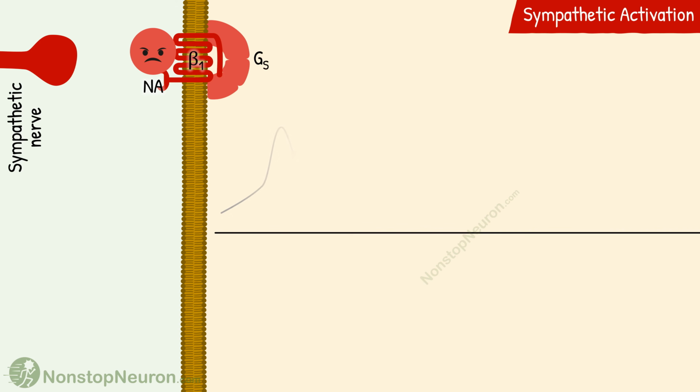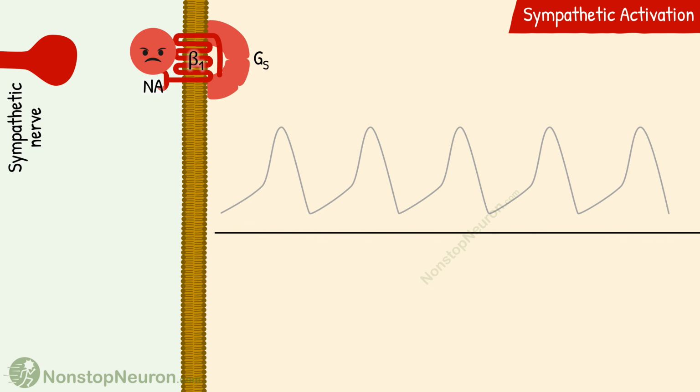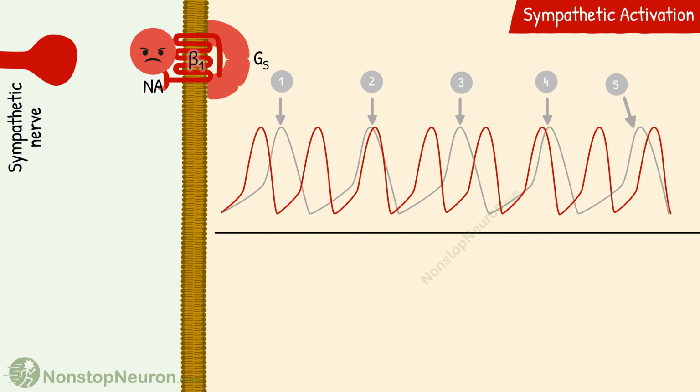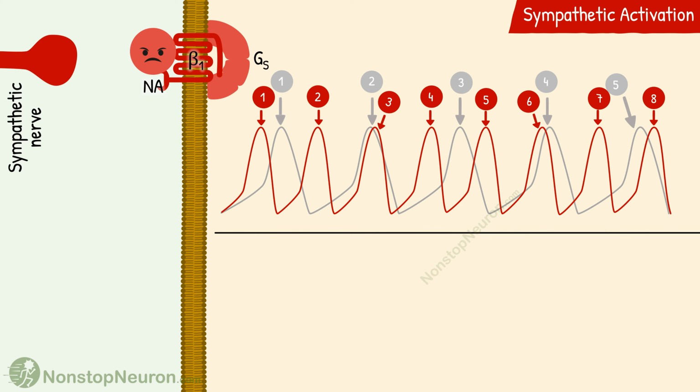For example, in this recording, we can see that without noradrenaline, we were getting fewer action potentials. But under the influence of noradrenaline, each action potential is appearing earlier. So we are getting more action potentials in the same duration. Thus, the heart rate is increased. So this is how sympathetic activation increases the heart rate.